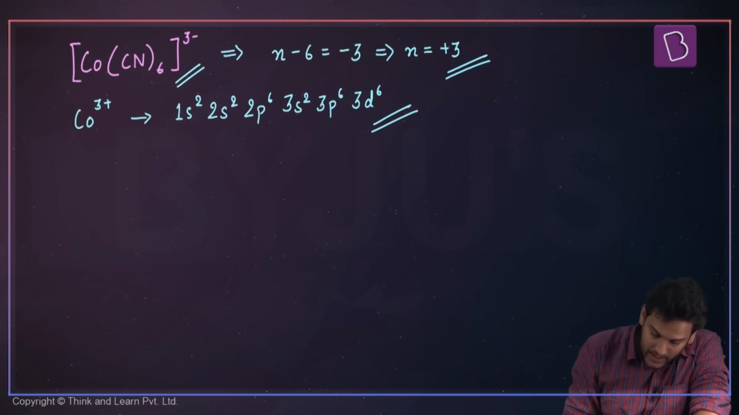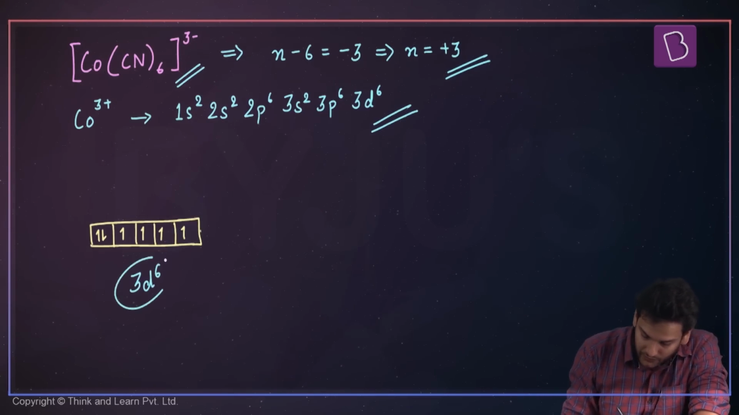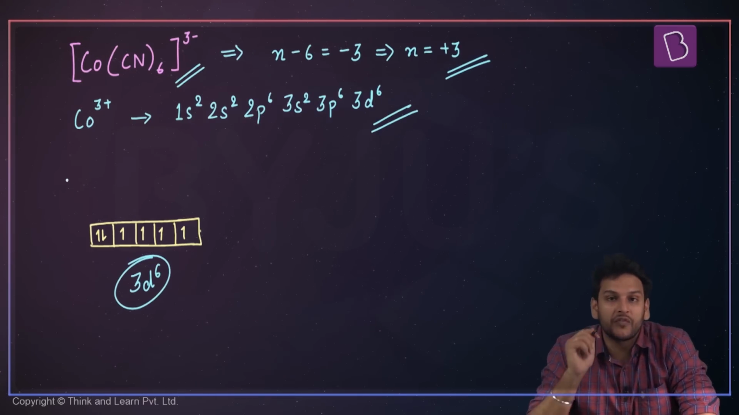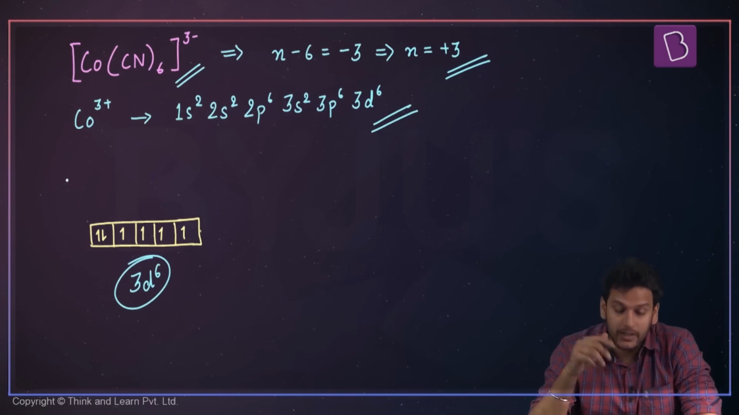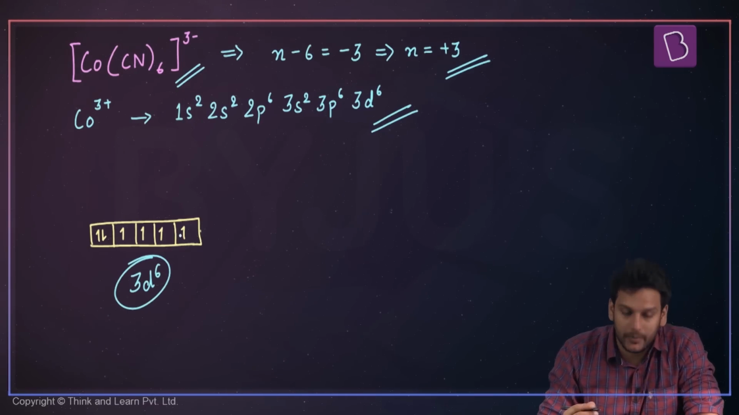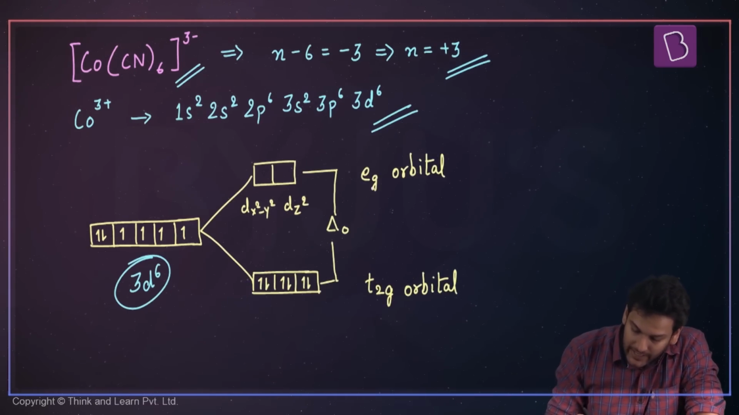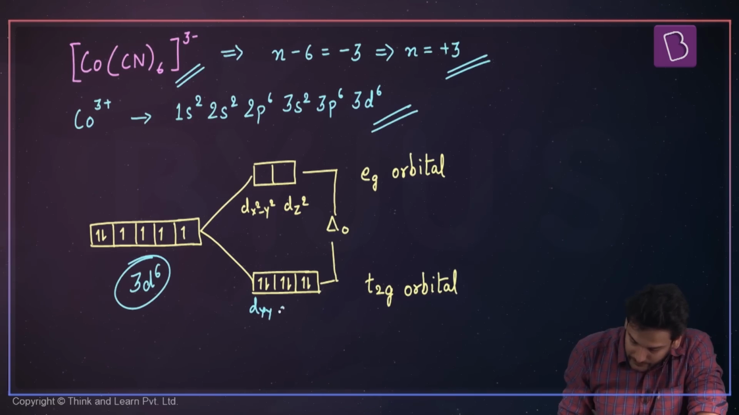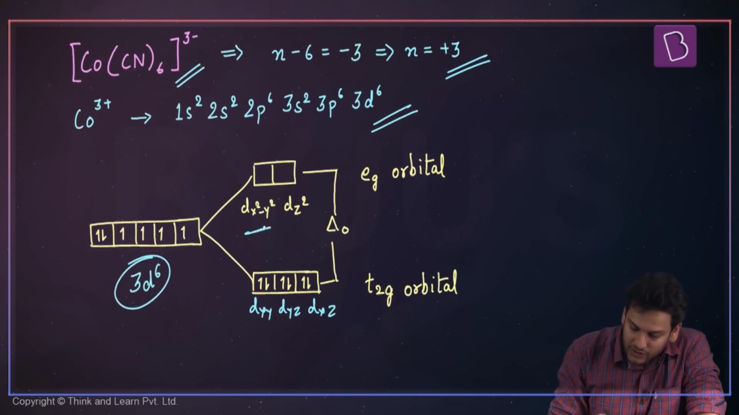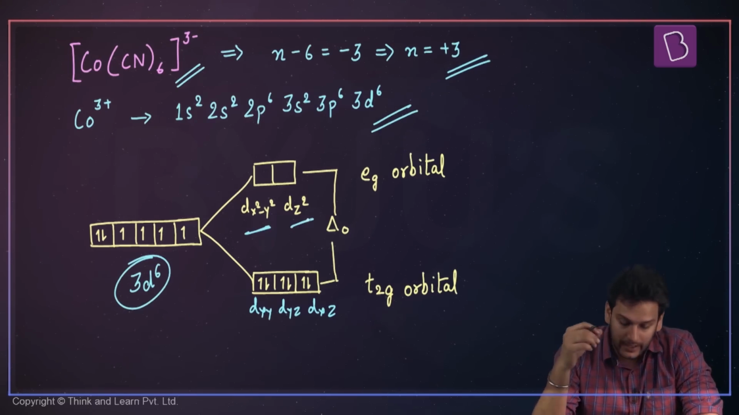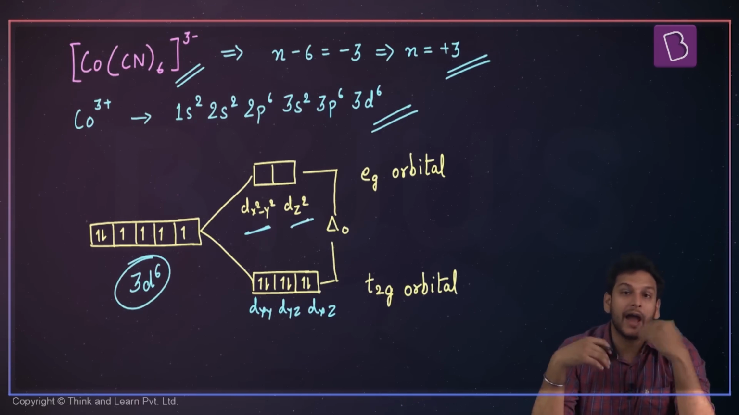Now this is my 3d6 configuration here. But CN- is a strong field ligand, so the pairing will happen here. Now these 5 d orbitals will split into t2g and eg orbitals. Here we will have dxy, dyz and dxz, and dx square minus y square and dz square will be eg, and they will be on top, with higher energy.